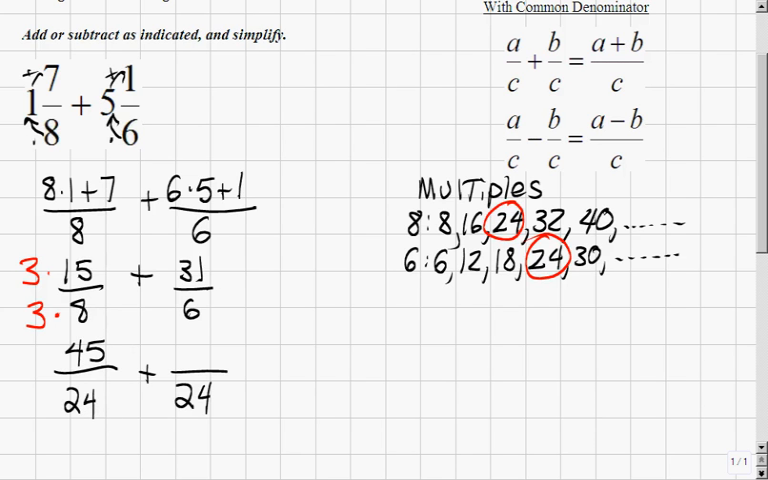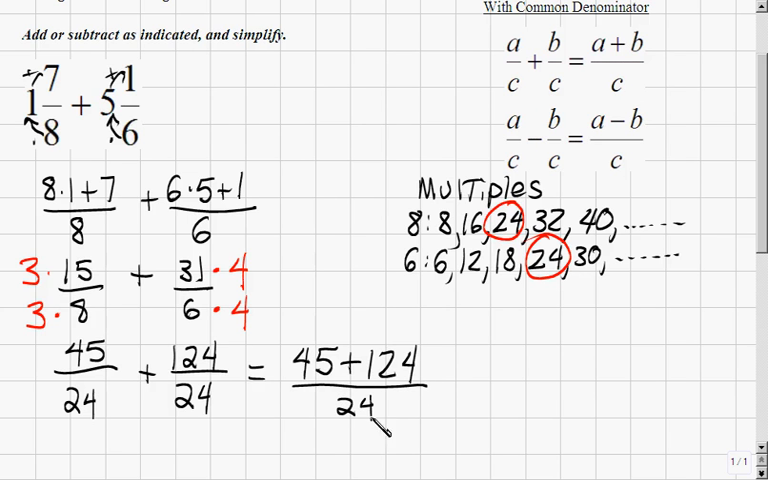In our second scenario, what number multiplied by 6 will give us 24 will be 4. Multiplying 6 by 4 means we'll also multiply the numerator by 4. So 6 times 4 is 24, and 31 times 4 is 124. We now have two fractions that have the same common denominator, which means that we should add the numerators and keep the same common denominator. So 45 over 24 plus 124 over 24 becomes 45 plus 124 all over 24.